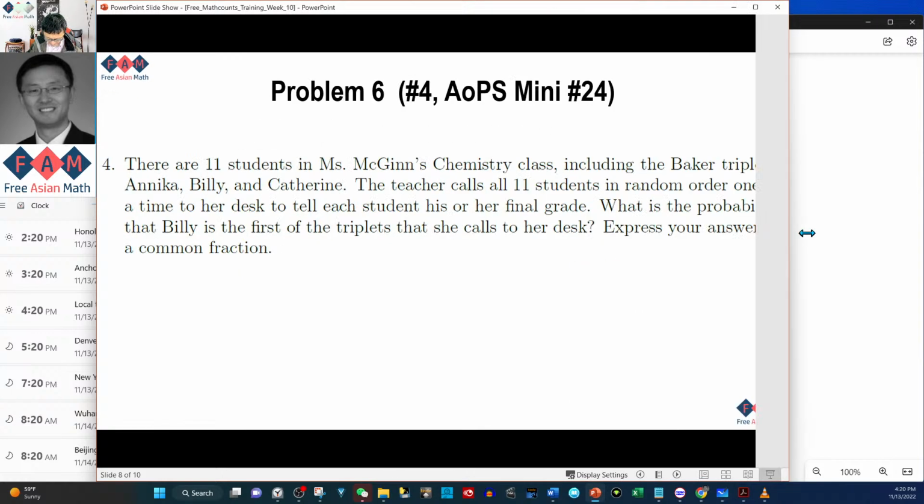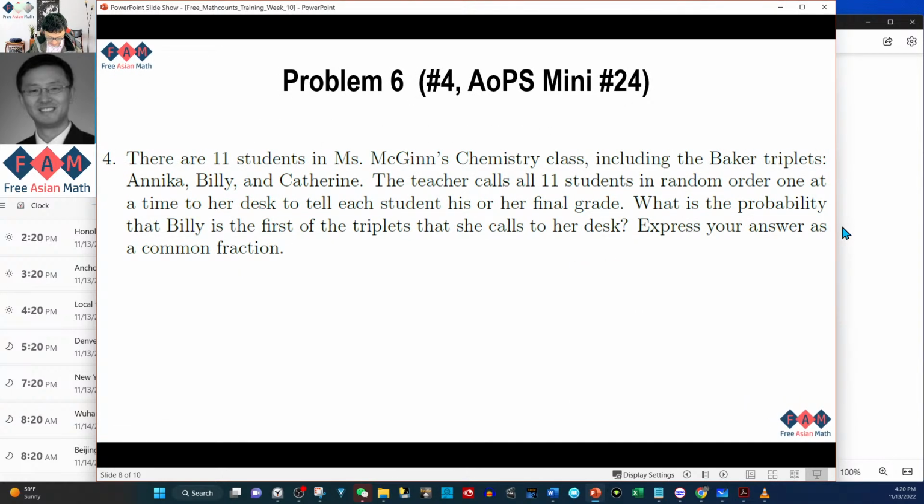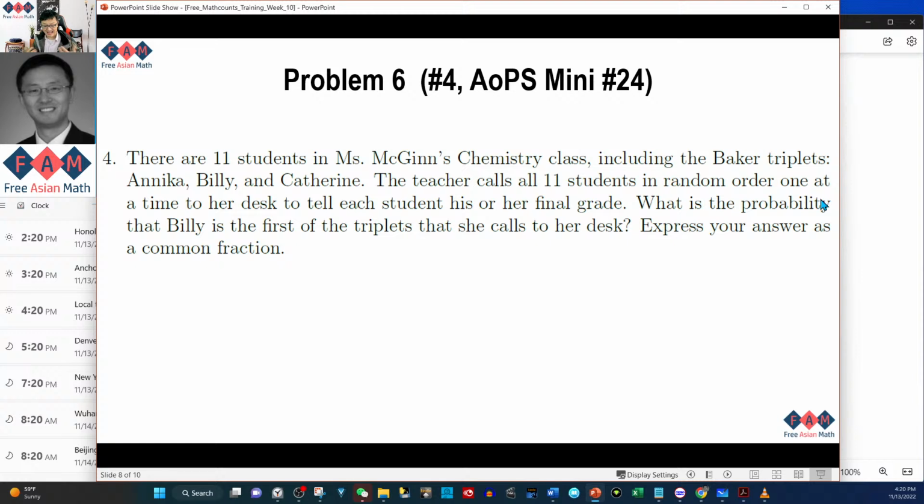All right. Now we are entering mini number 24, having several probability problems. The first one is quite interesting.